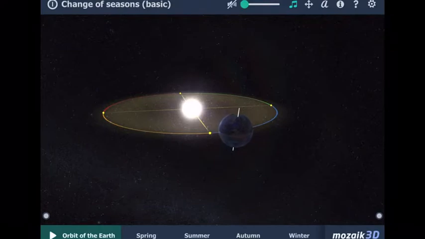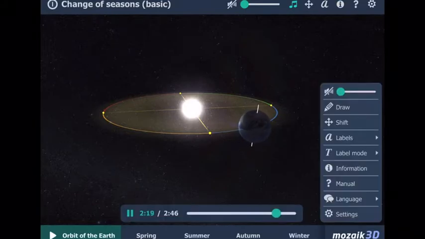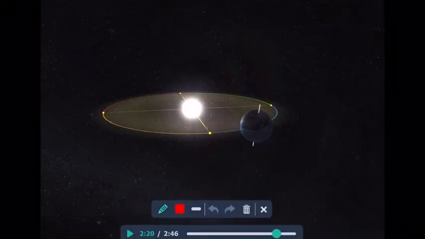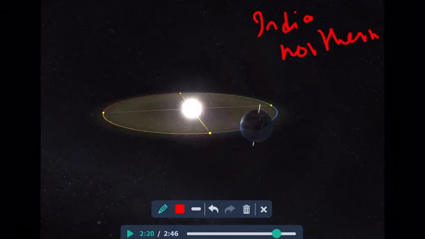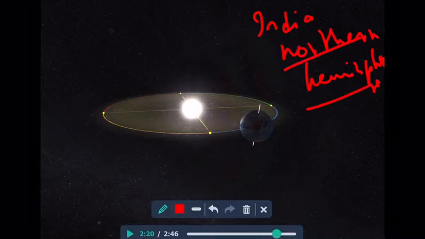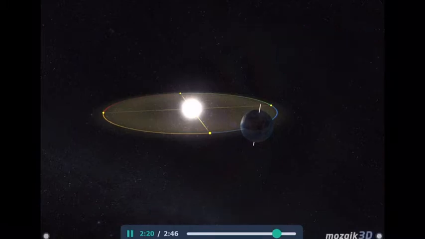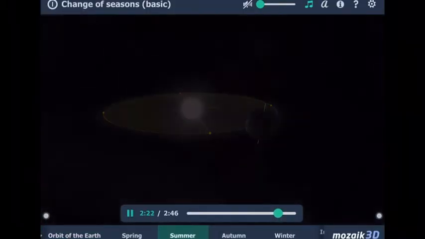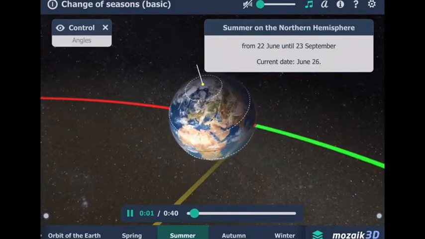Okay. Now what happens during summer season? Now students, one thing remember, let me note it down here. India lies in northern hemisphere. So we will talk of northern hemisphere now. Okay, so let's see what happens during summer in northern hemisphere.